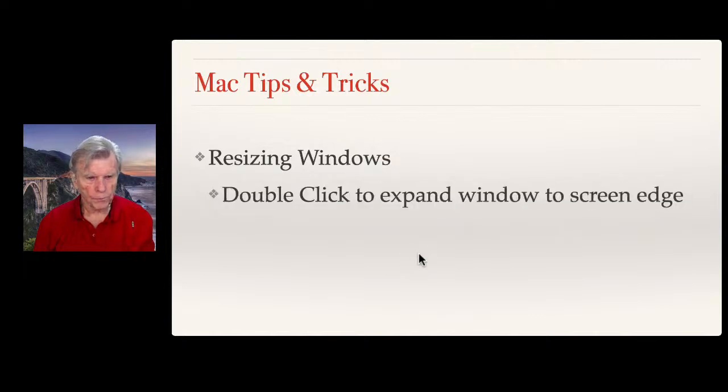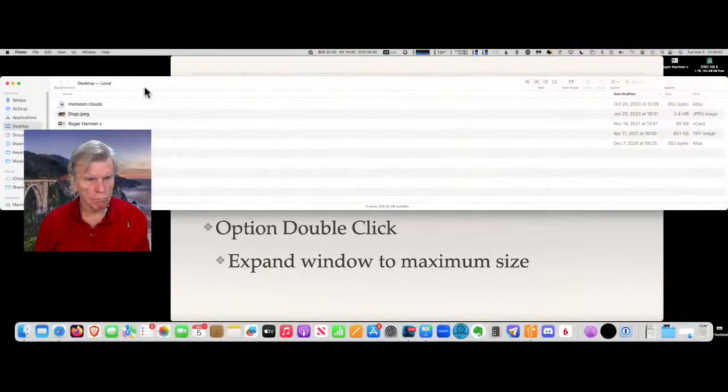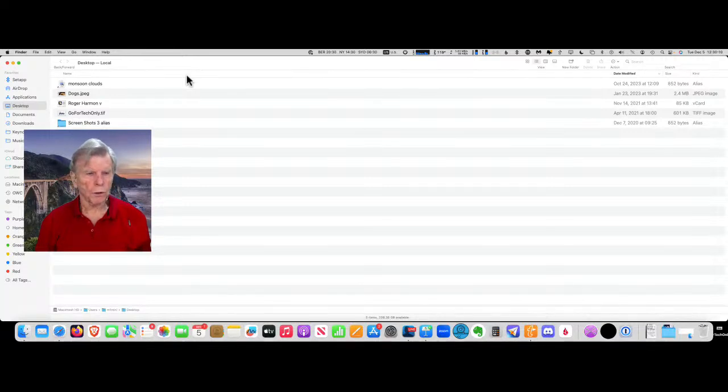So now, we just did that. Double click to expand the window to the screen's edge. We Option double click. And so let's see if this will work for us. Let's go back to the Finder. Yes. So when you do that, it makes it the maximum size while still maintaining the menu bar. So we'll talk about that here next.